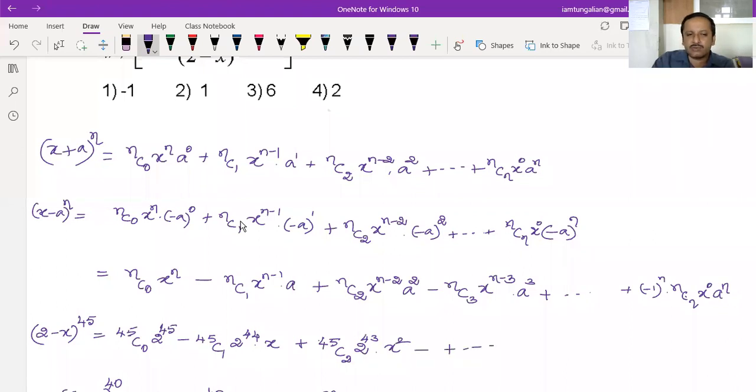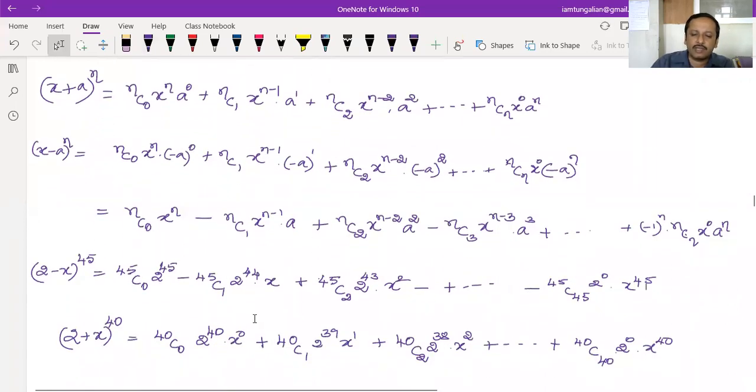Look at the last term. Minus 1 whole power n. Here whole power 45. That will give you minus nCn, 45C45. x power 0 means 2 power 0. a power n, x to the power 45. Okay. So now observe that this is a polynomial of degree 45.